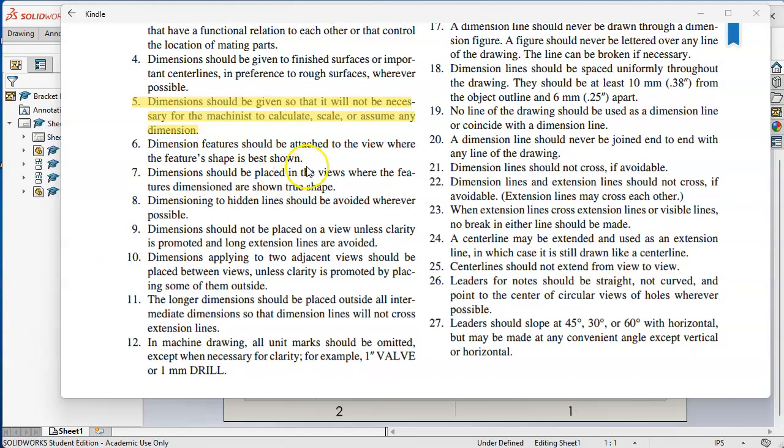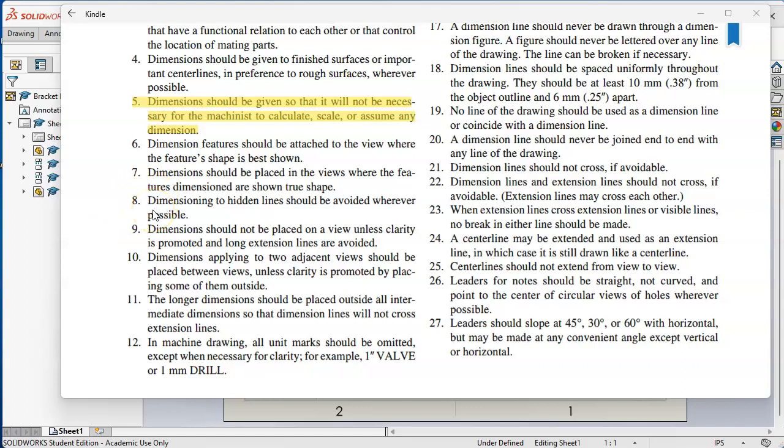Dimension features should be attached to the view where the shape is best shown. A lot of times you just have to make those decisions. Dimensions should be placed in the views that show the true shape. We will do a project where we will dimension an isometric view, but typically it's only to show maybe the outer envelope or give a sense of scale or something along those lines. But our three view drawings are going to be the preference, with dimensions placed in views for the true shape.